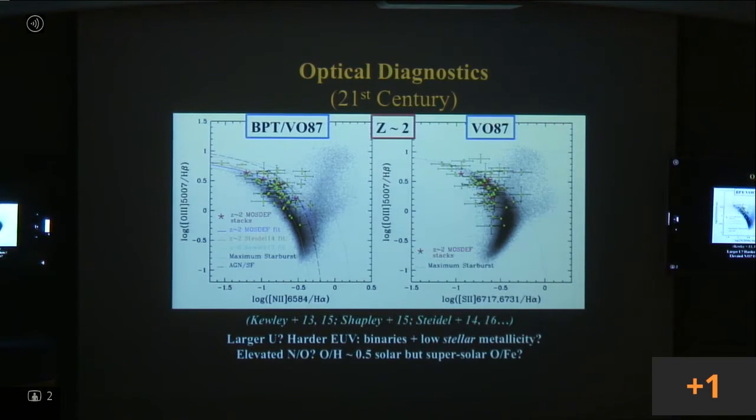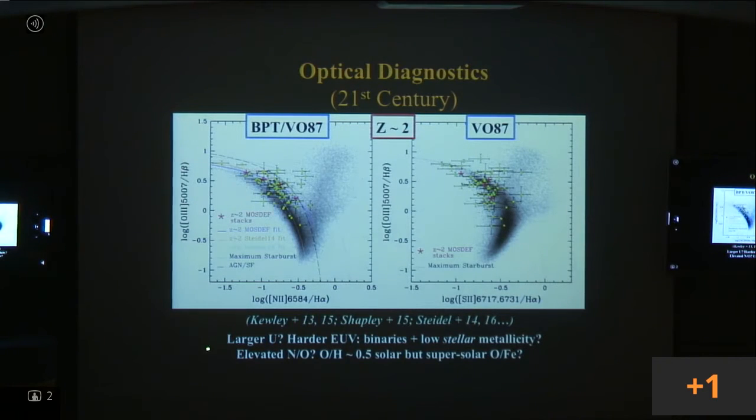There's quite a bit of debate, but the main conclusion is in the nitrogen 2 diagram, the objects at redshift 2 are shifted to the right. They have larger N2 to H-alpha than at redshift 0. But surprisingly, that's not seen in the sulfur 2 diagram. So it's quite a bit of a puzzle.